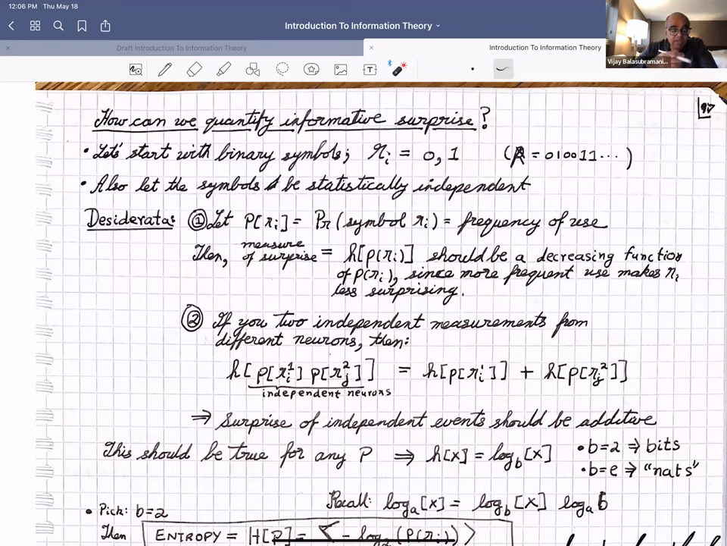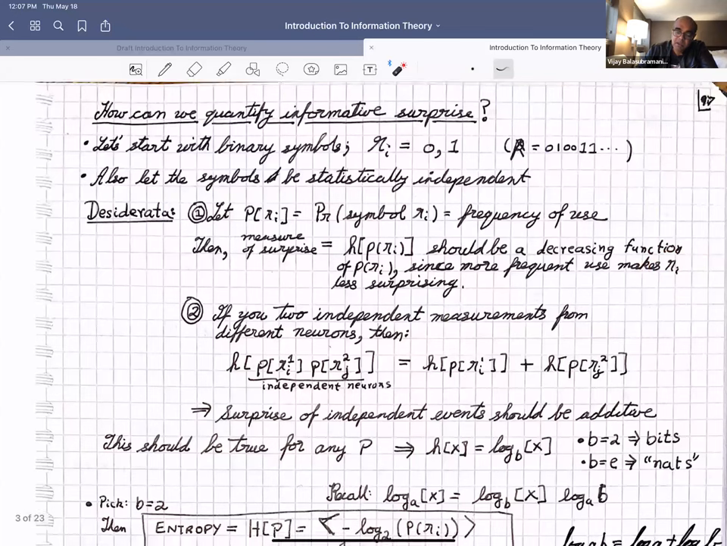So qualitatively, some desiderata we might have, things we might want, might be to say, let's suppose that P of RI is the probability of using symbol RI, it's the frequency of use. Then in terms of a measure of surprise, it should be the case that the surprise associated with the probabilities P ought to be a decreasing function of P, since the more frequently we make use of the symbol RI, the less surprising it should be. So that's one thing you might imagine.